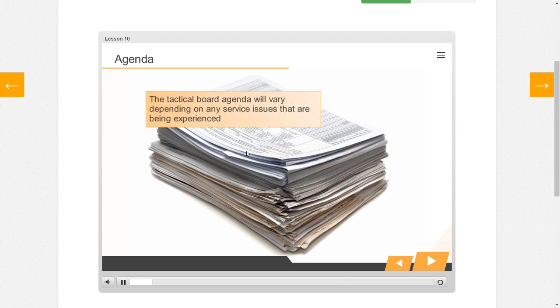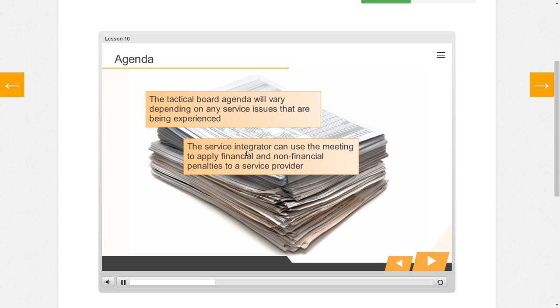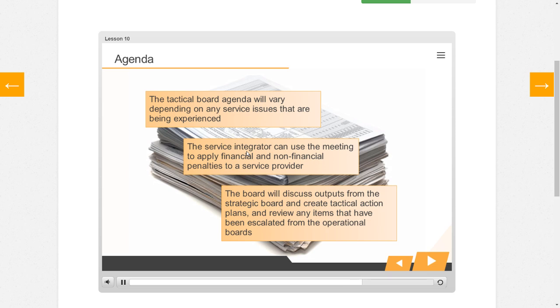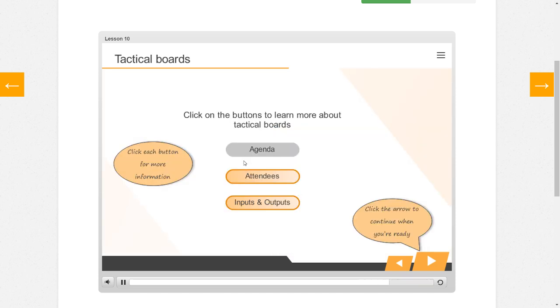The tactical board agenda will vary depending on any service issues that are being experienced. The service integrator can use the meeting to apply financial and non-financial penalties to a service provider. For example, if a service provider isn't meeting its targets, the service integrator might agree to waive a financial penalty in return for them dedicating more resources to fixing the issue. The board will discuss outputs from the strategic board, create tactical action plans, and review any items that have been escalated from the operational boards. On the screen.